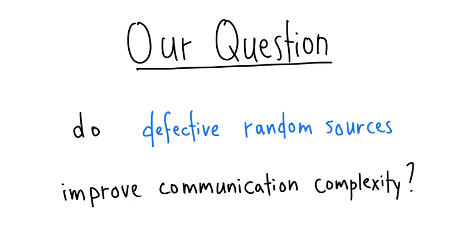I'm going to fast forward over 40 years to the present, and our question is, do defective random sources improve communication complexity? All of the protocols and models that we saw before assumed that Alice and Bob had access to genuinely pure randomness. But what if we only promise that you have access to something that's unpredictable?